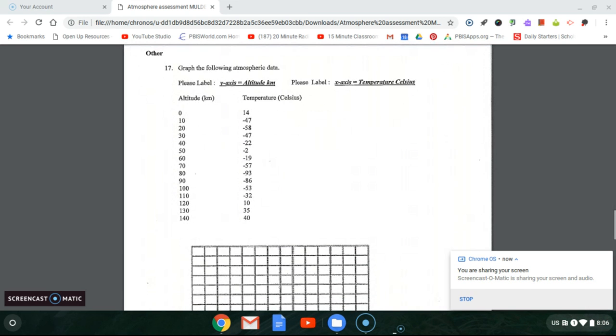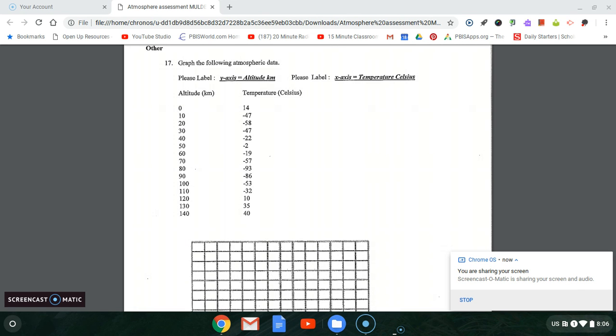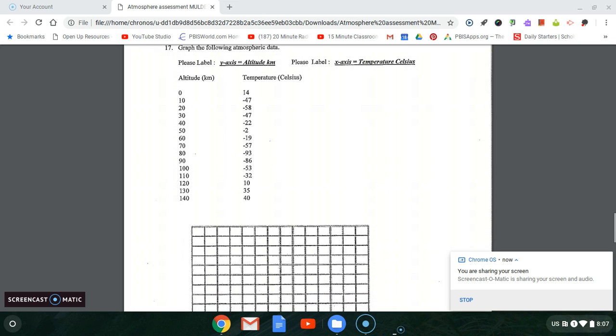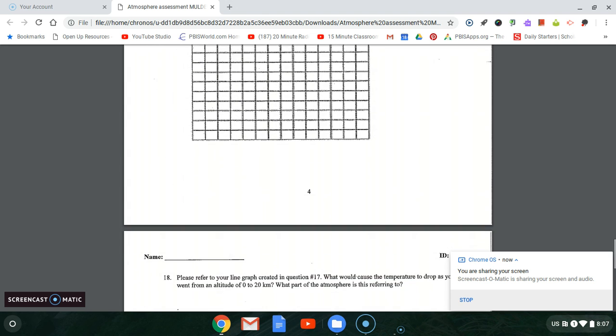Number 17 says graph the following atmospheric data. You're going to label the y-axis altitude in kilometers. You're going to label the x-axis temperature in Celsius. So your altitude in kilometers is given from 0 to 140. Your temperature in Celsius is given from 14 to 40. So hit pause and create your graph, and then you're going to use your graph to answer some questions.